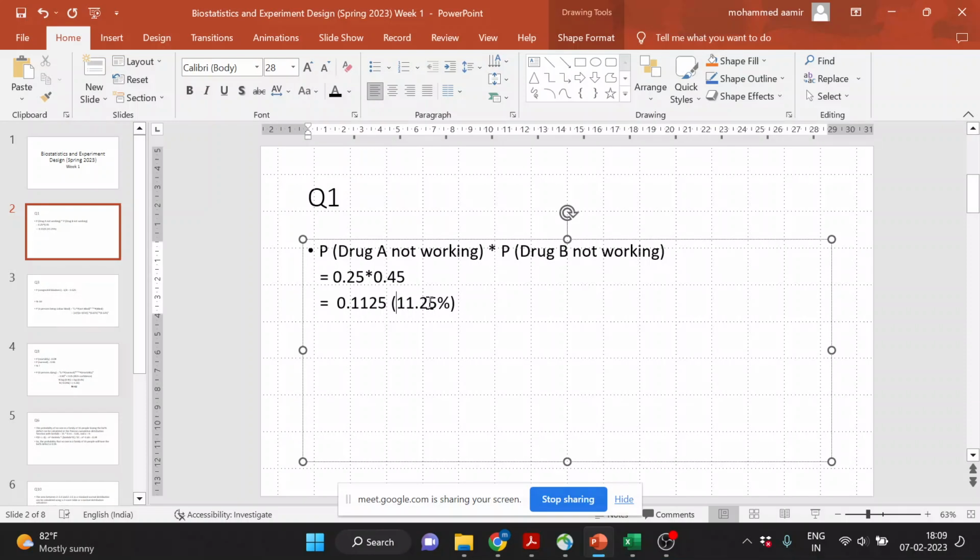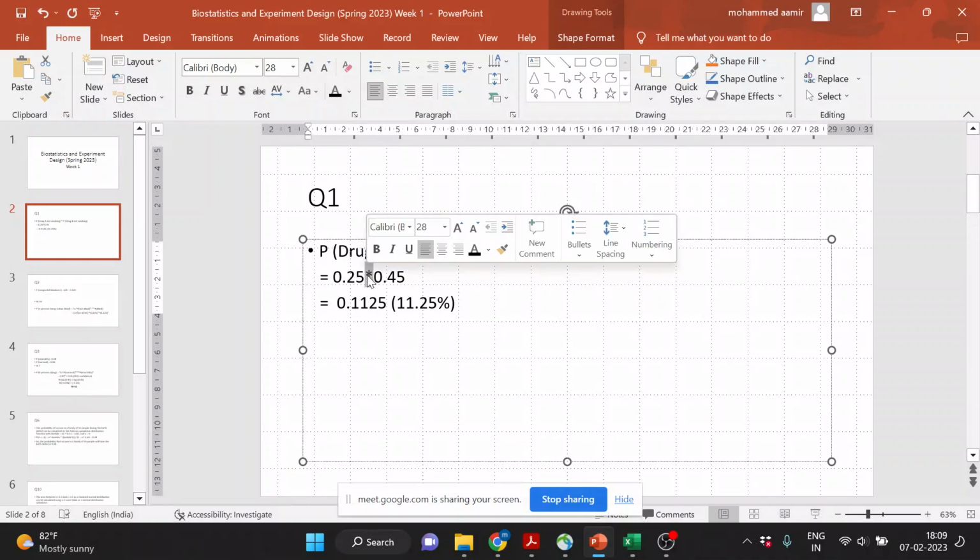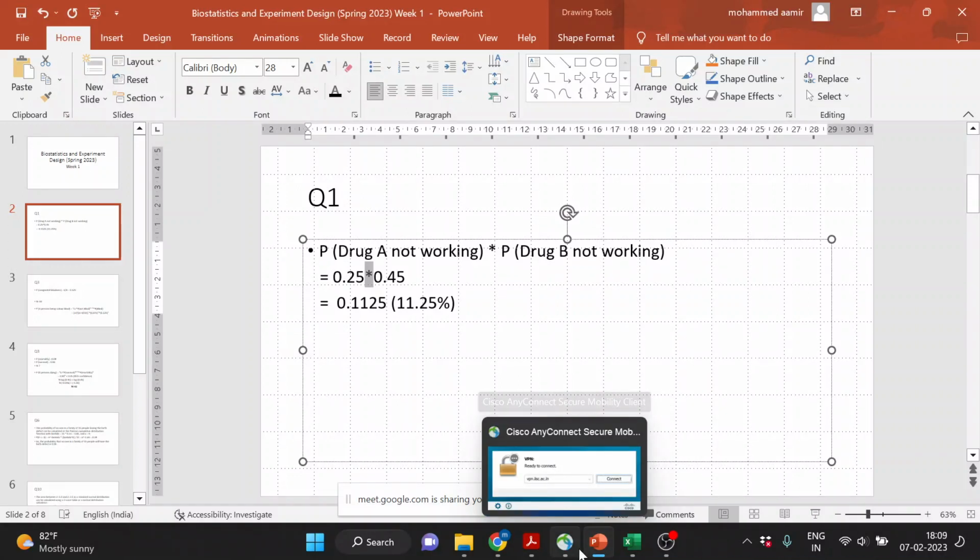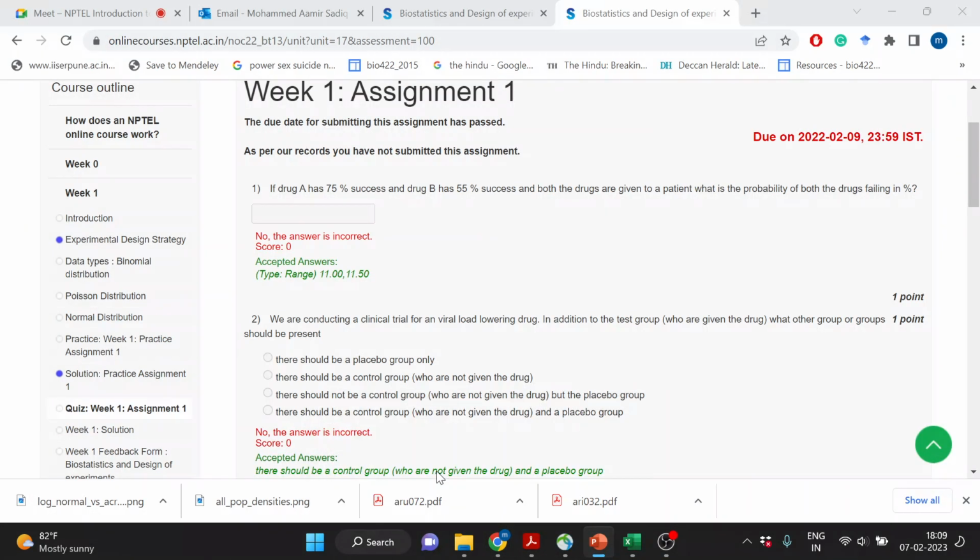Do you know how we arrived at this answer and why we have done a multiplication here? We do this multiplication when we have an AND condition in our problem. AND meaning that both drug A and drug B don't work, which is why we need to multiply. If we had a probability of drug A or drug B not working, we would have approached it in a different manner.